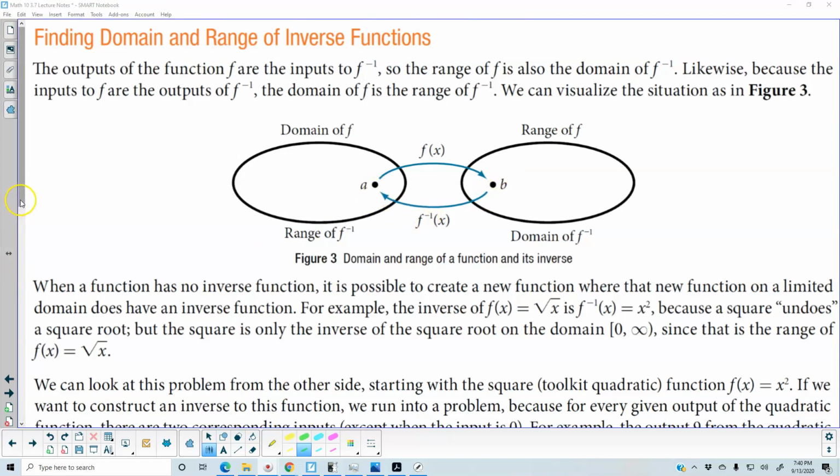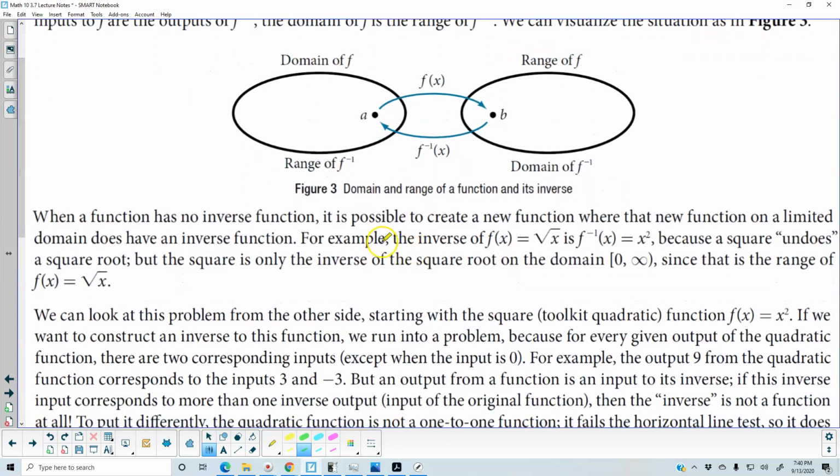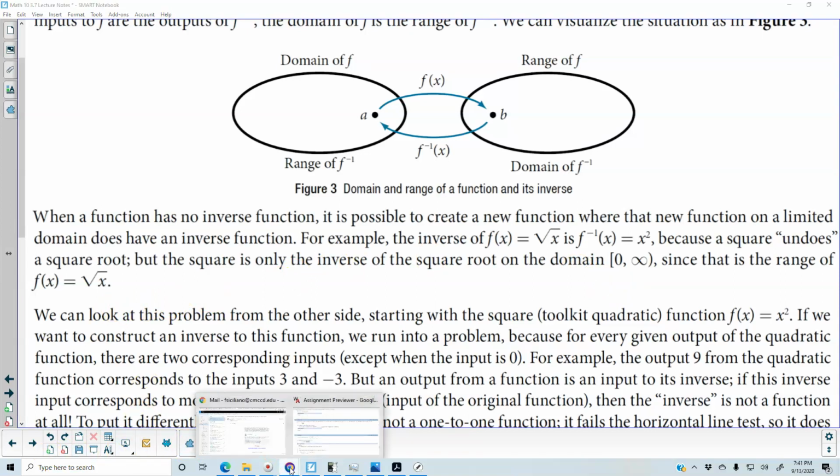Now, when a function has no inverse function, it is possible to create a new function that, on a limited domain, does have an inverse function. So, for example, the inverse of f of x equals the square root of x is f inverse of x equals x squared, because a square undoes a square root. Note that the square is only the inverse of the square root on a domain of 0 to infinity, since that is the range of f of x, which is equal to the square root of x. Let's look at that on Desmos.